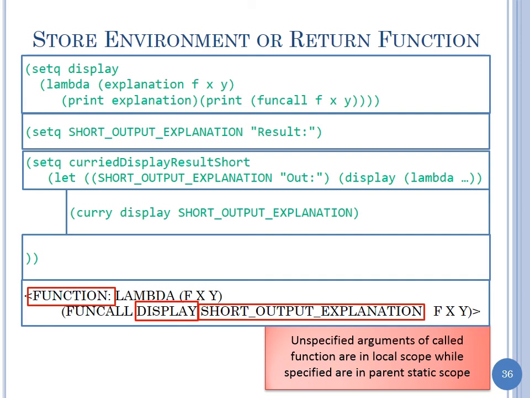So we have two sets of arguments. We have the actual supplied arguments when the curried function is called, and then there were some arguments that were supplied when the curried function was defined.